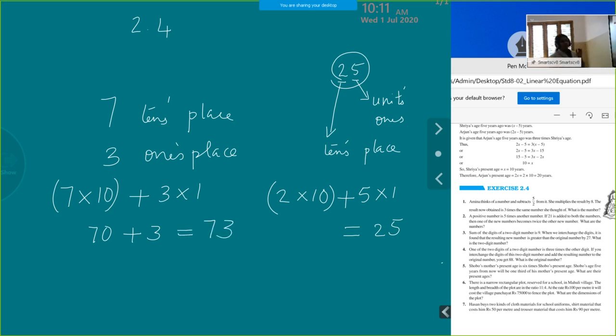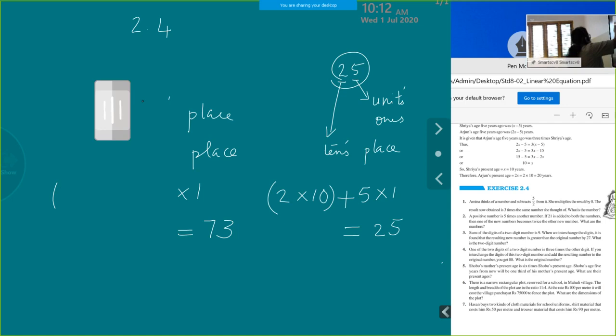This is the way all the numbers are formed, whether it is a 2-digit number, 3-digit number, 4-digit number, whatever it is. The digit into its place value should be added with the next digit into its place value, plus etc. So please keep this in your mind when we do the next 2 to 3 questions.